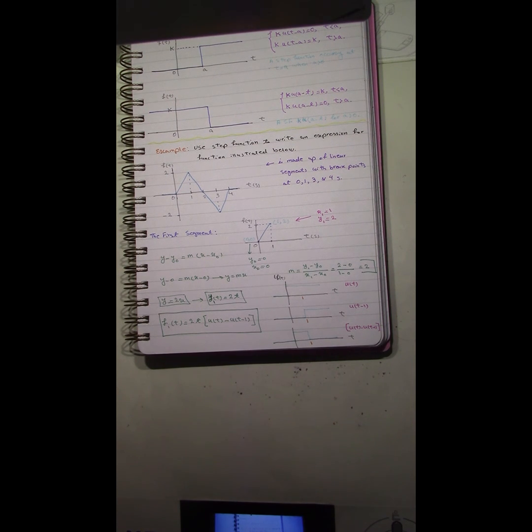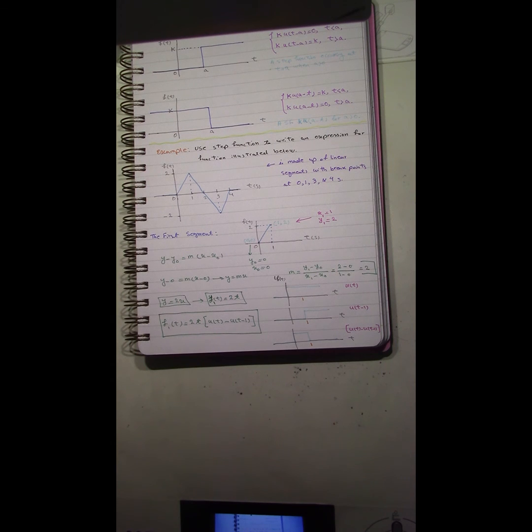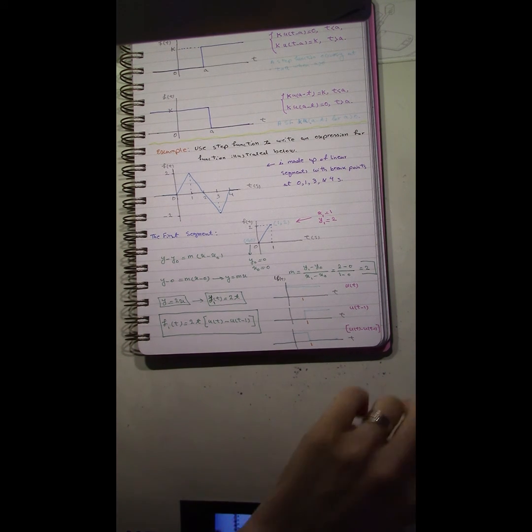Okay, what is the next segment? What is the second segment? From 1 to 2. Or is it the same slope? The same slope. When you see the same slope, you use just one segment. So from 1 to 3, you have this line. What is the equation for this line? Minus 2t plus 2.